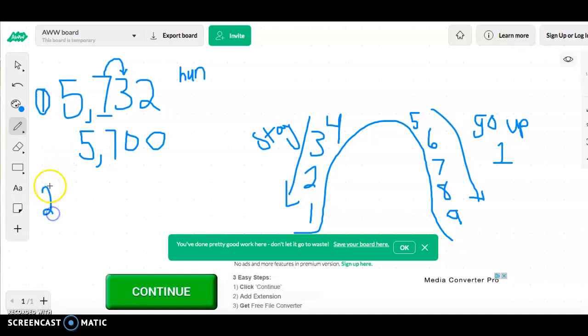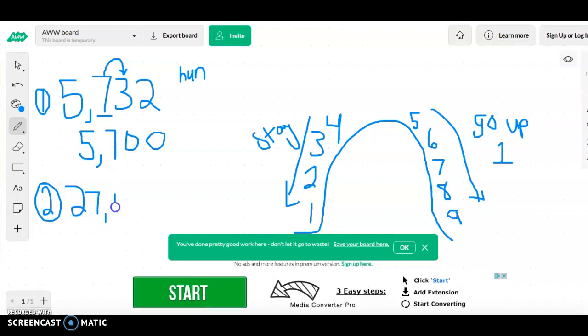Another example could be 27,109. Let's say I want to round it to the nearest 10,000 place. So the 2 is in my 10,000s place. I look to the 7. Well, 7 says to go up 1, so 27. Oops. 27 plus 1 more would give me 28. So my answer would round to 28,000.